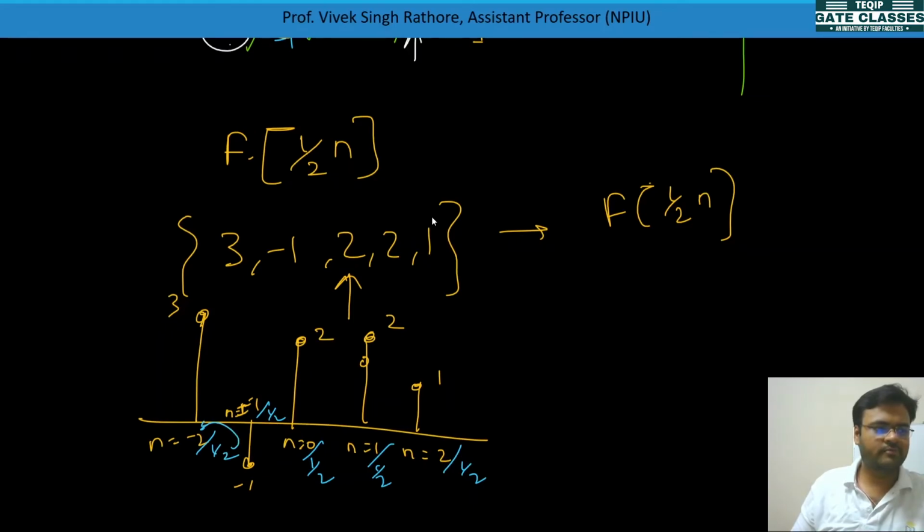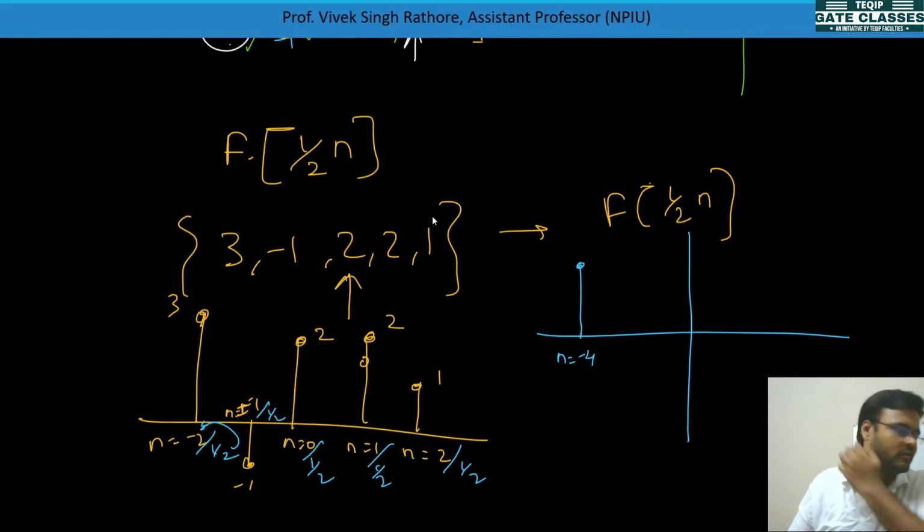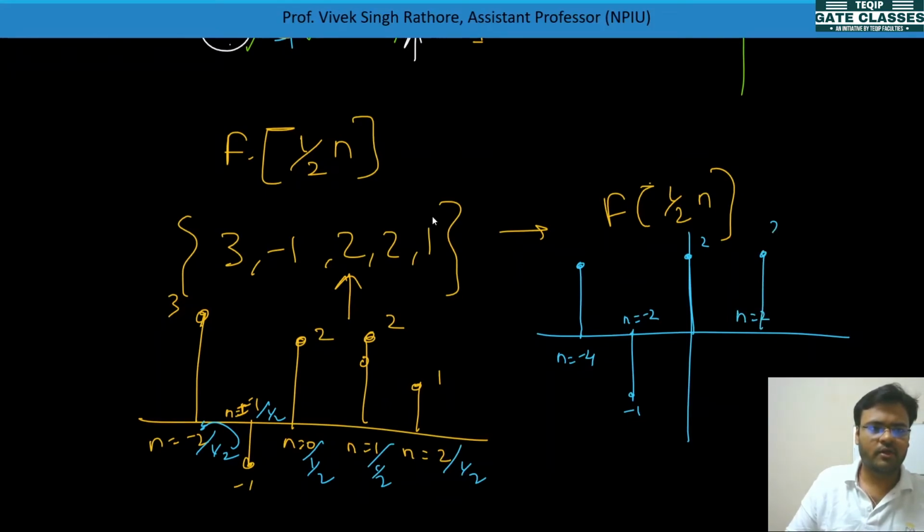So this will come upside, and a new signal will be formed. How does it come? At n equal to -4, the value 3 will lie, and then -1 will go to -2. So for n equal to -2, the value is -1. For n equal to 0, it will be 2 only. For n equal to 2, the signal will be 2, and for n equal to 4, the signal will be 1.